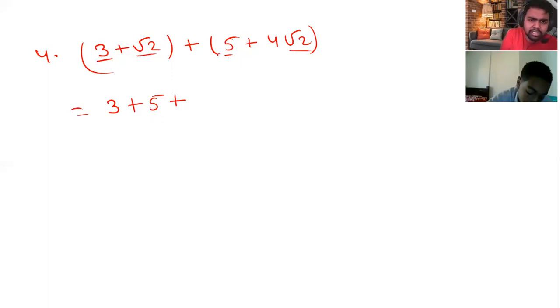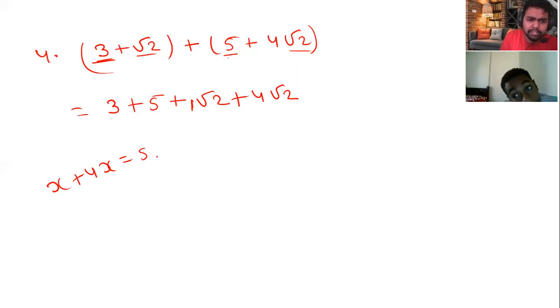So this 3 and this 5 are my natural numbers and there is no root, so I'm writing them together. I'm also writing root 2 plus 4 root 2 together. And when I'm saying root 2, it is nothing but 1 root 2, right? When you write x plus 4x, you give 5x as the answer, right? There is a hidden 1, like that, 1 root 2.